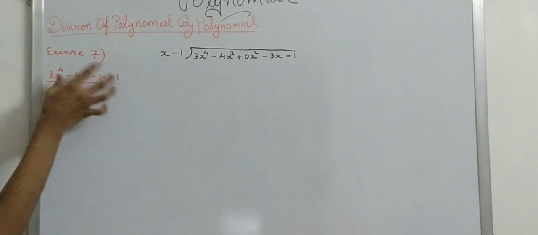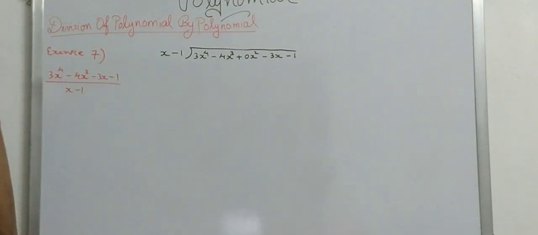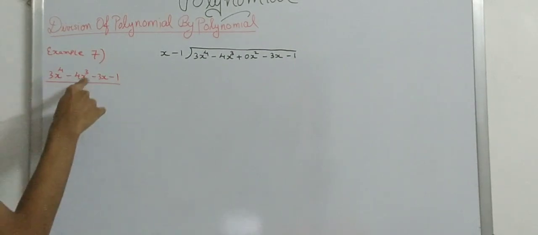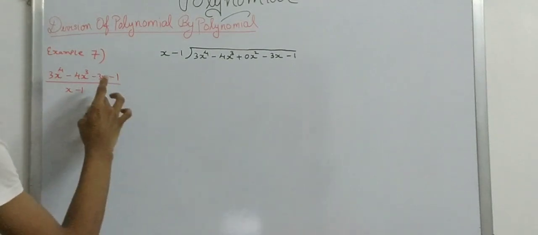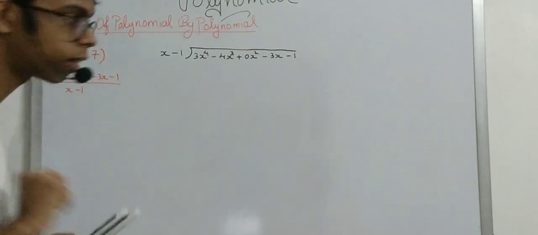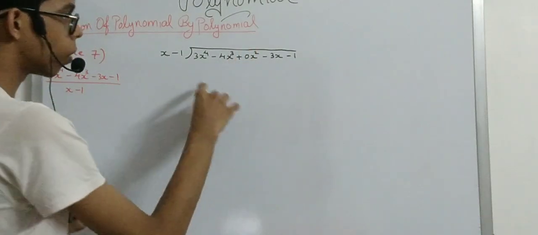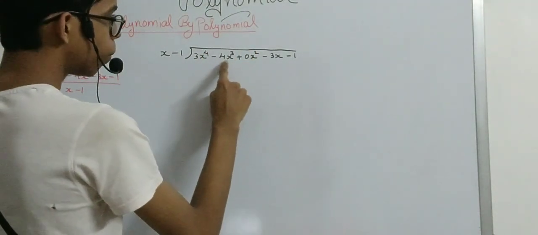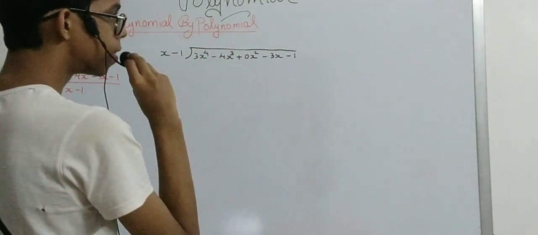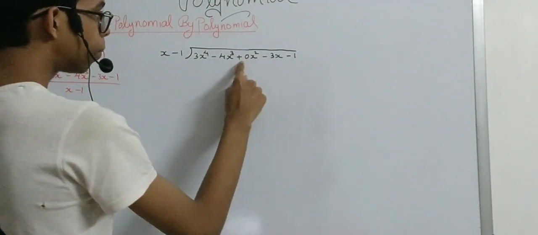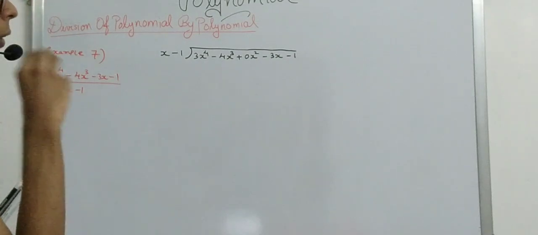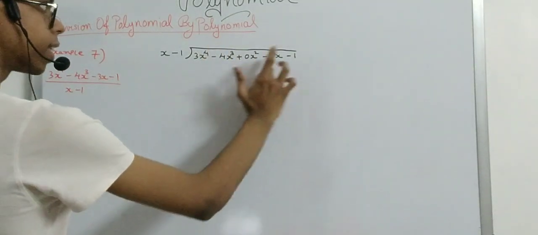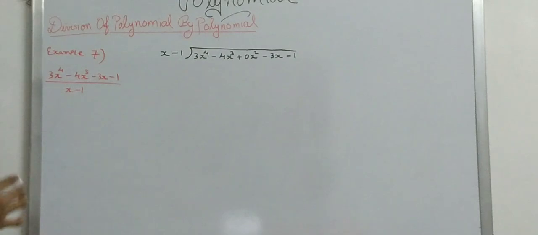But now see this one, 3x raised to 4 minus 4x cube minus 3x minus 1. After x cube it is directly 3x. In between they have not given the x square term. So we have to add the x square term. So 3x raised to 4 minus 4x cube plus 0x square, I am adding 0x square also, minus 3x minus 1. So I wrote the degrees in the descending order. This is the first step.